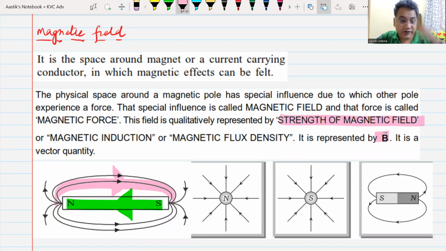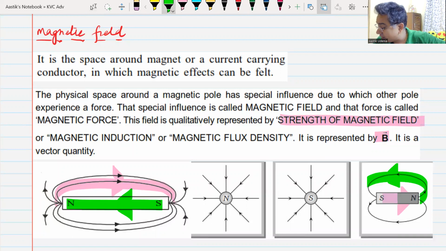Outside the magnet, they are going from north to south, and inside the magnet, they are going from south to north. Do we understand this? Yes. A single pole cannot exist, so you cannot have a single north pole or a single south pole. Do we understand this? Yes, sir.